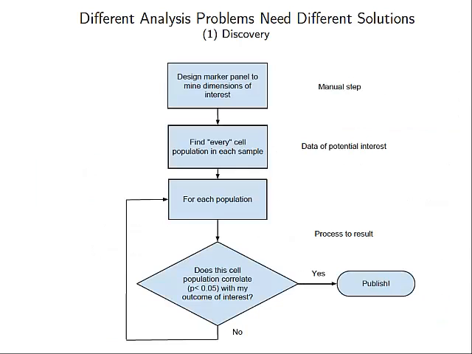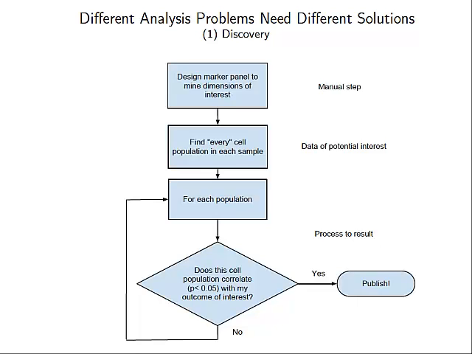So there are two different analysis problems, and they really need different ways to approach them mathematically. If you're trying to do discovery, you don't really know what you're trying to find. So you've designed some marker panel to look at pretty much the areas that you think are important. You want to find NK cells, so you have some markers in there to find those NK cells. But there's going to be other stuff you just might throw in there because you're doing a fishing expedition. You're curious about what else it could be, so you throw some other stuff in, and you might find something in this other stuff. And then the goal is you want to find every cell population in every sample because you don't know which one is going to be interesting to you.